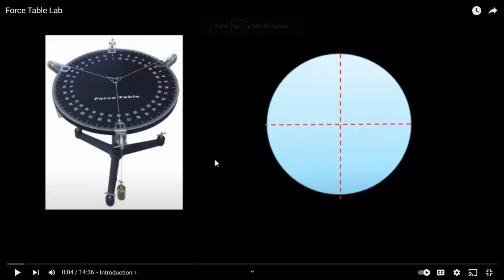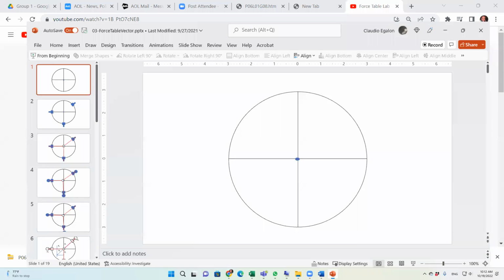See, that's how the force table looks like. It is this metal circular plate on the top of a tripod, okay, that you can adjust, and it's graduated here with the angles from 0 to 360 degrees. So what you see right here is exactly that first illustration that you saw.